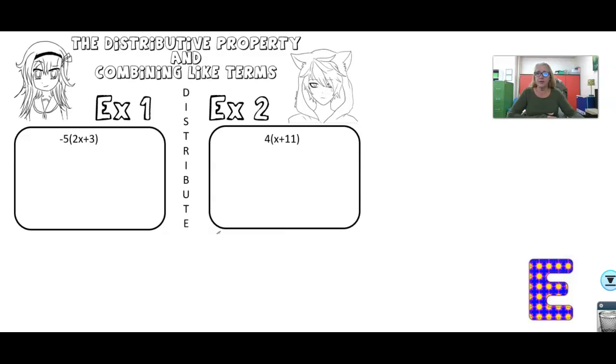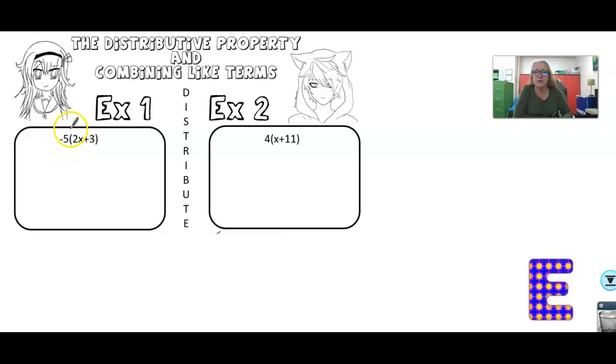All right, I have a graphic organizer. I went with anime for the theme on this one. I want to just briefly review some things here. We've done a section. We did a prequel, as it were. And this is just a brief review of the distributive property.